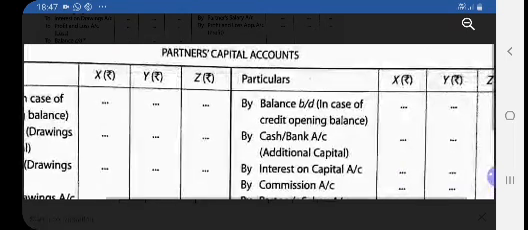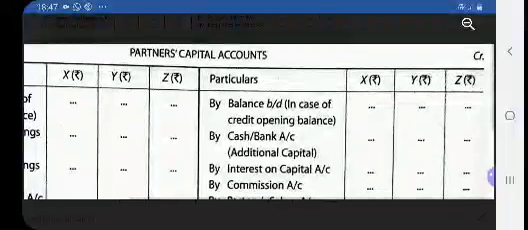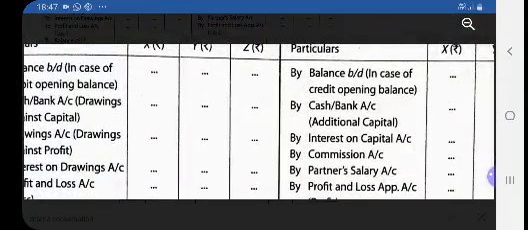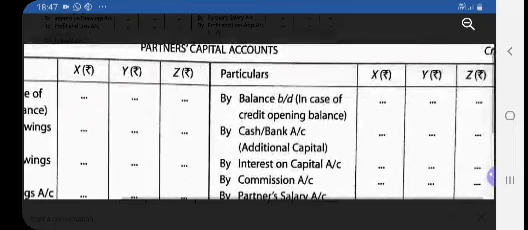As I already discussed, in the case of the fluctuating capital method, the capital account may have a debit balance or a credit balance. If there is a credit balance, you will write balance b/d on the credit side, individually in the amount column. Additional capital by bank or cash, interest on capital, commission, partner salary, P&L appropriation profit, all these items appear on the credit side, which increases the capital of the partner.